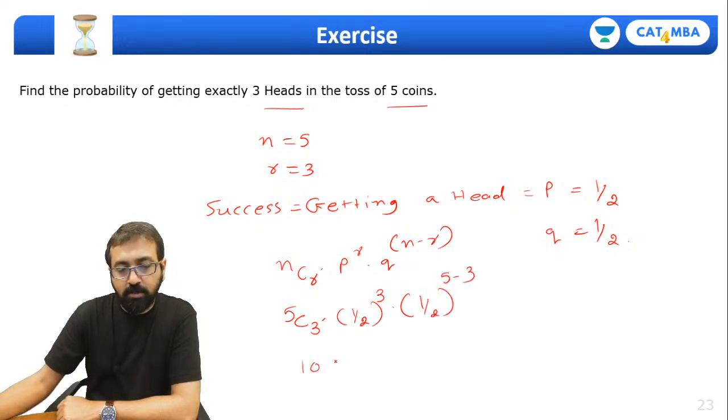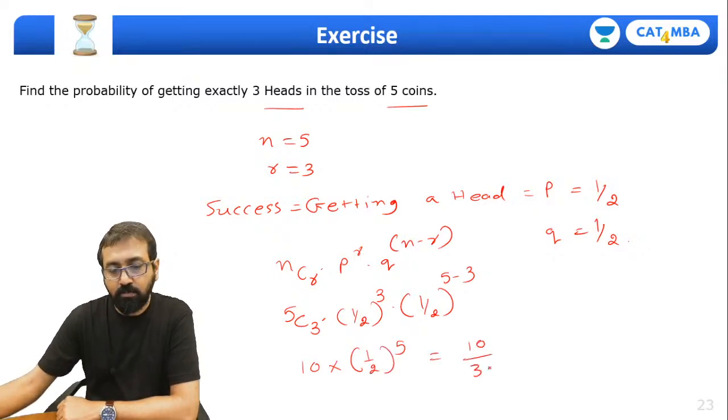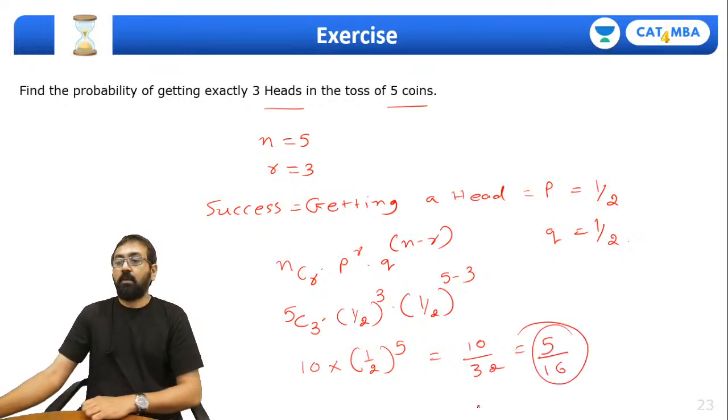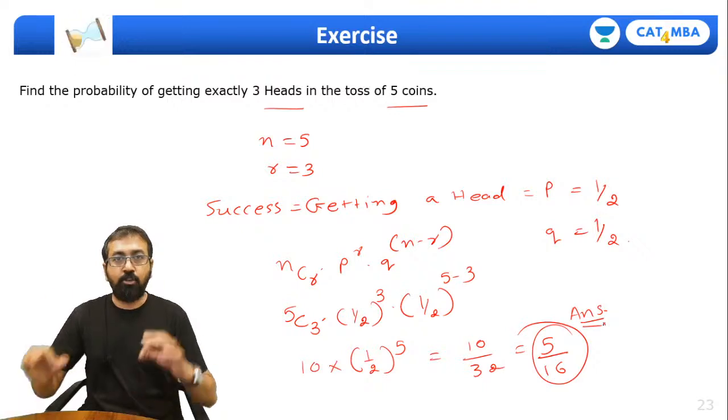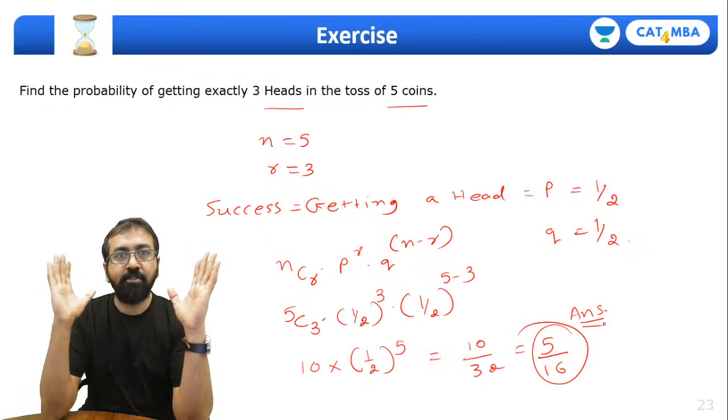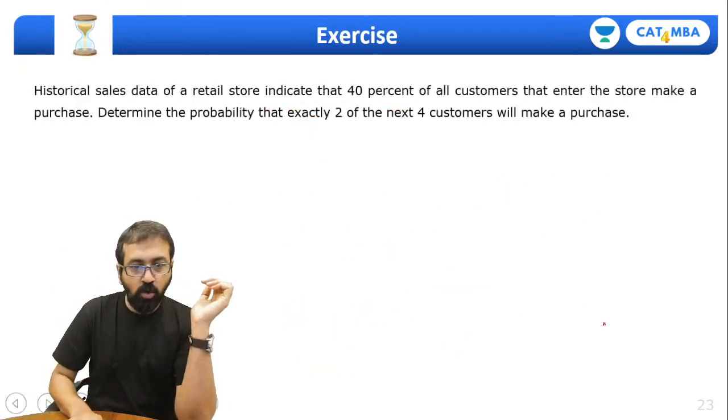So this will come out to be 10 into (1/2) cube into (1/2) square, (1/2) raised to 5. So that will be 10 by 32, or you can say this will come out to be 5 by 16. This is the answer. So I hope all of you have understood the steps. Are you all clear with binomial probability, everyone? Yes? Okay, so let's go ahead.